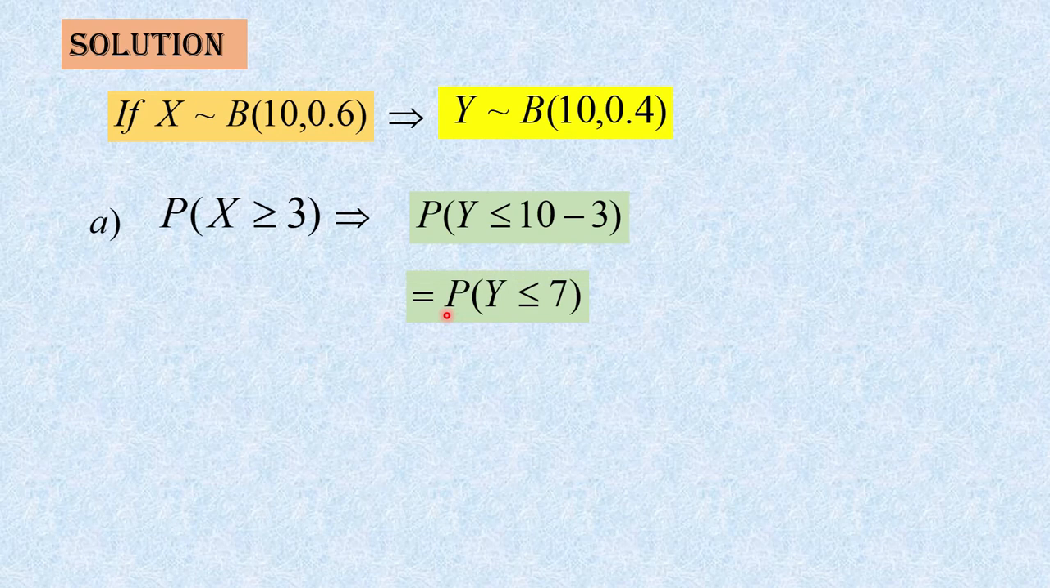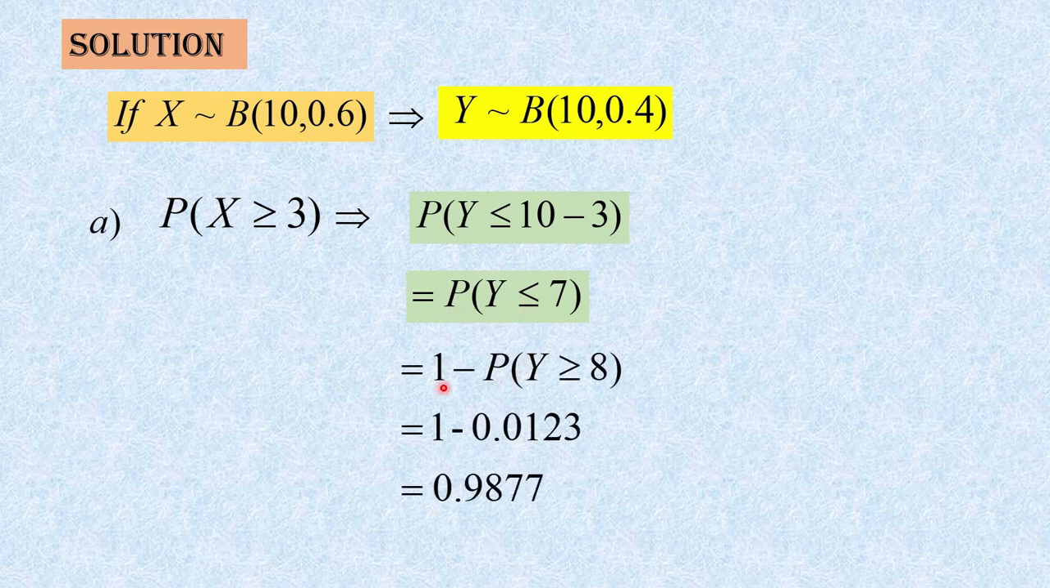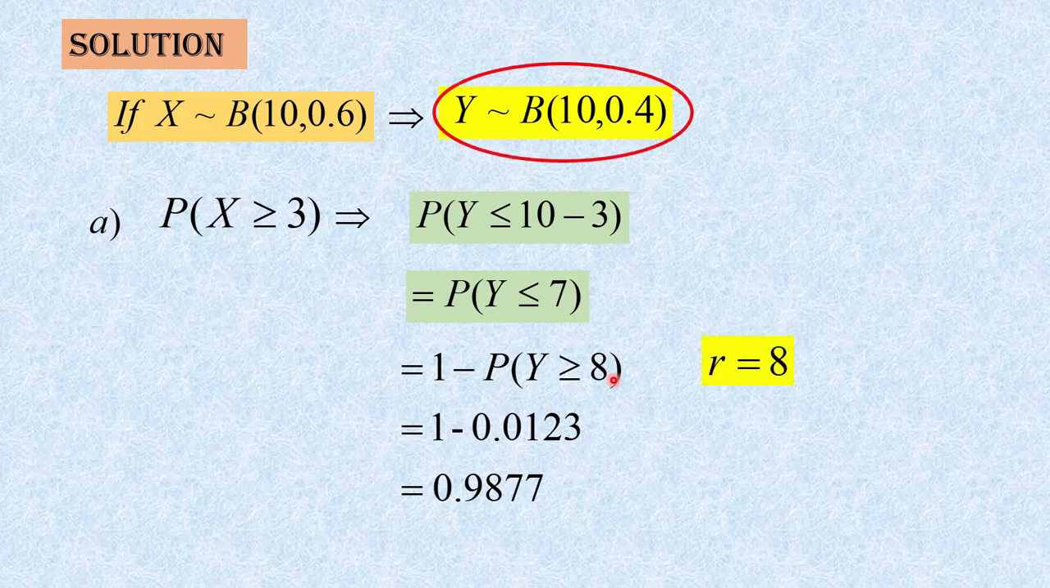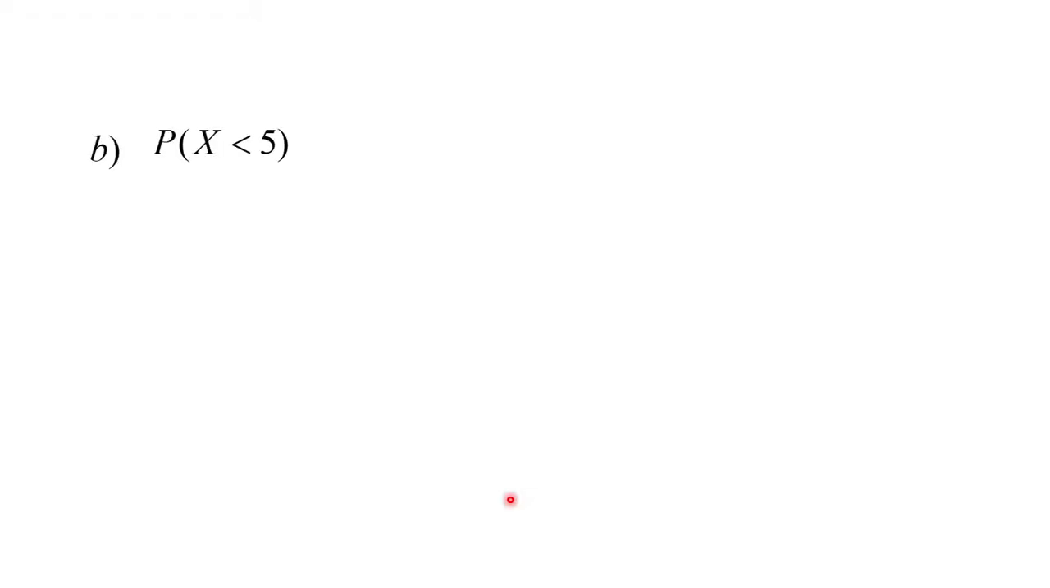Probability Y less than or equal 7 can be solved by using the formula 1 minus probability Y more than or equal 8. Then we use the table for n equals to 10, p 0.4 and r equals to 8. The answer is 1 minus 0.0123, and the final answer is 0.9877.